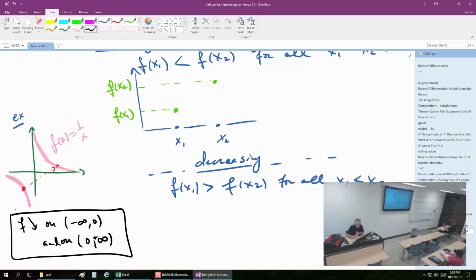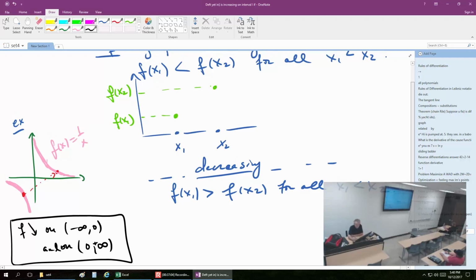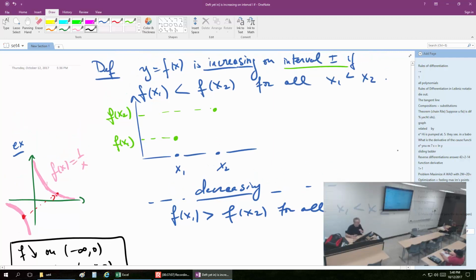Okay, so that is the definition, and now we can think about the challenge. First think about how important it is, the issue of whether or not a function is increasing or decreasing. It might be something very practical. It could be motion, it could be prices, it could be anything.